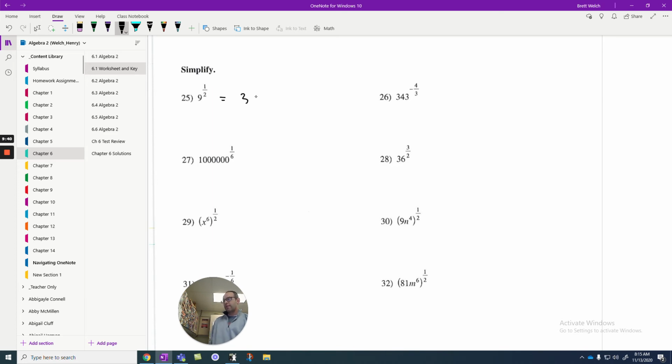But some of these you're going to have a little bit of a harder time. Like 36 to the 3/2. Might struggle with that a little bit. Well, what usually works best is if we just turn it into a radical. See, if I'm doing it by hand, a radical is going to be much, much easier than if I'm doing it in the calculator.